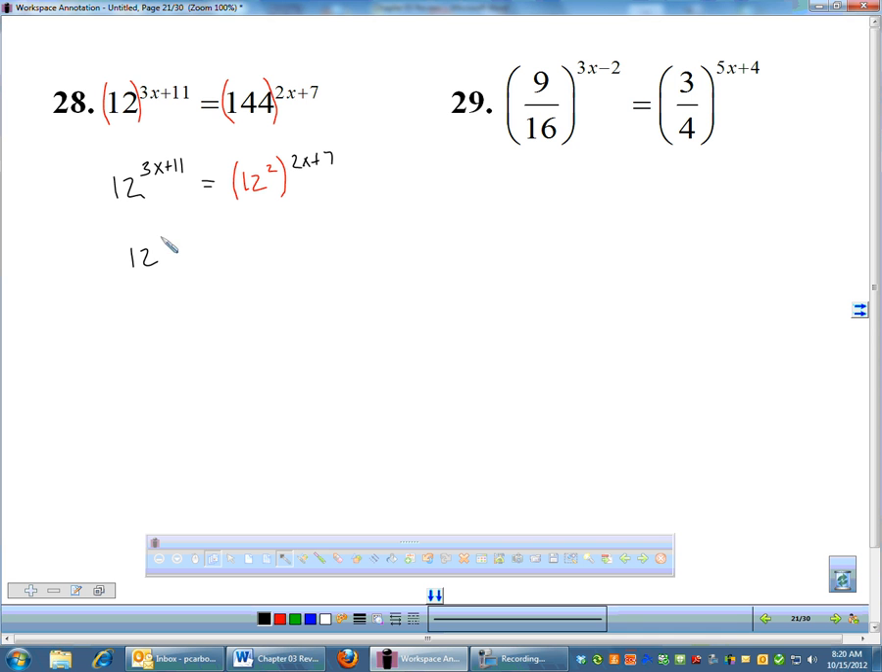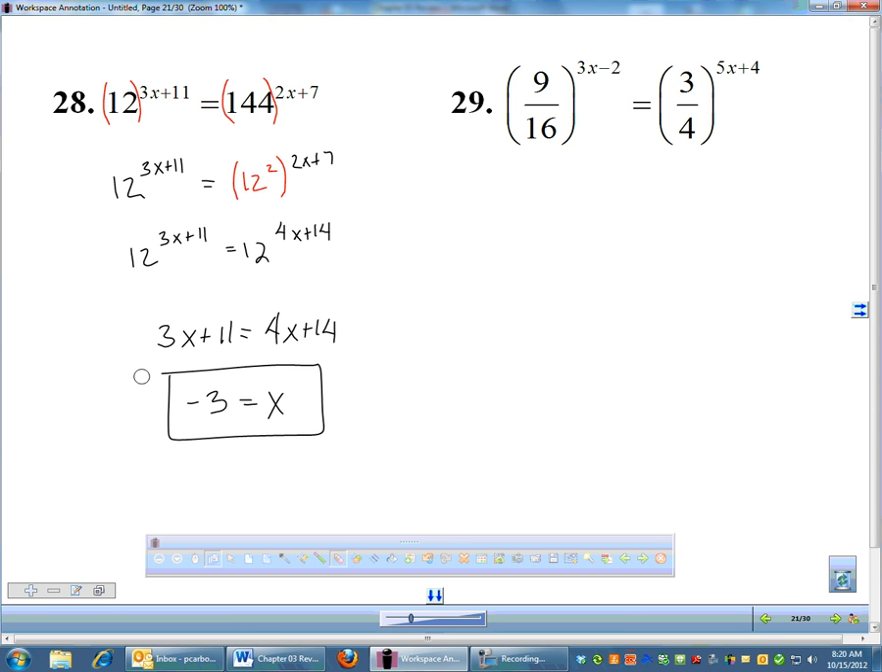So I get 12 to the 3x plus 11. Left side doesn't change. Right side, I'll distribute that 2 through. That's going to be 4x plus 14. And then once you have the same base on both sides, you set the exponents equal to each other and solve the equation. I'm going to move my x's to the left or right side. So 4 minus 3x is 1x. And I'll subtract 14. You get x equals negative 3. And there you go. Let's try this one.